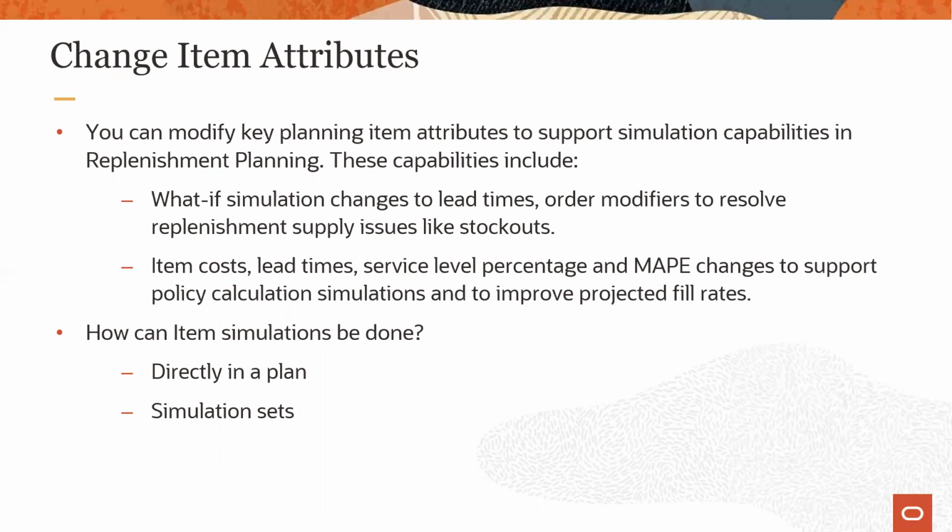As a planner, you can directly update the item attribute within a plan to perform what if simulations or to resolve stockouts or fill rate issues. So basically, there are two ways of item level simulation. You can directly simulate by changing these item attributes within a plan, or before running the plan itself, you can perform these item attribute level changes under a simulation set and then link that simulation set to the plan.